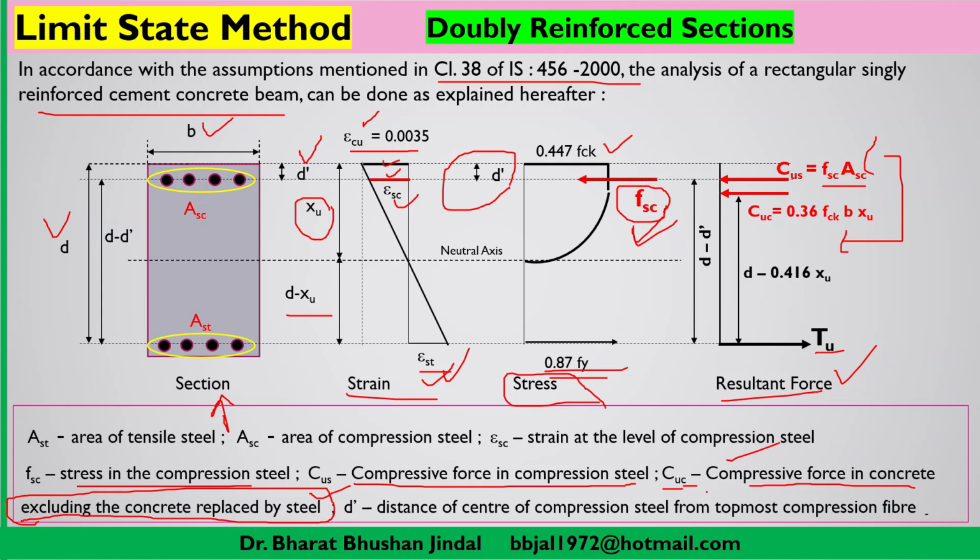So what is CUC? CUC is the compressive force taken by concrete. And what is the area of concrete? You only have to exclude the area which is covered by steel bar in case of compression steel. This we have discussed in the previous section, that CUC you can calculate like this. Now the lever arm between CUS and TU is D minus D dash, and the rest is the same as we have discussed in the singly reinforced section, D minus 0.416 XU.